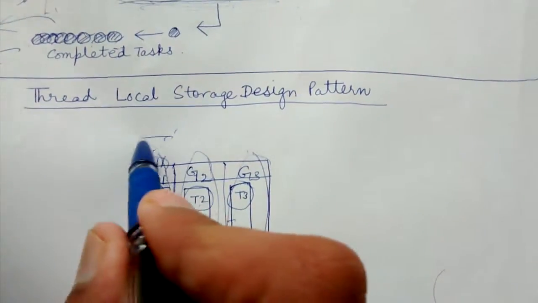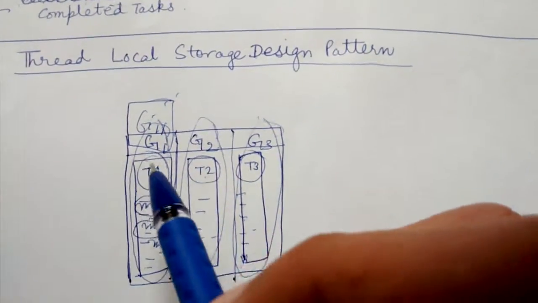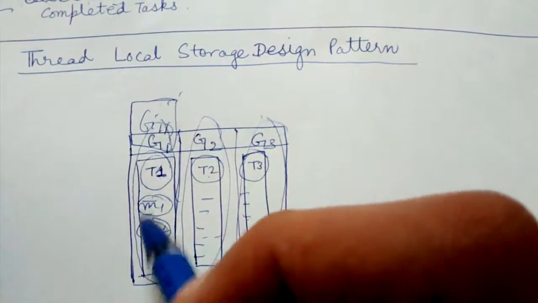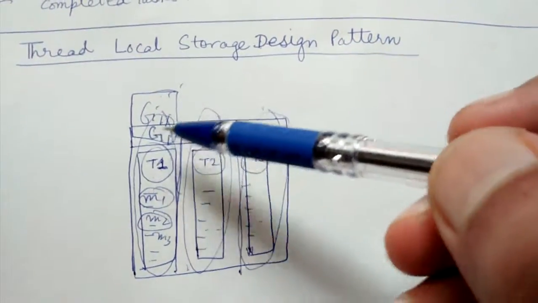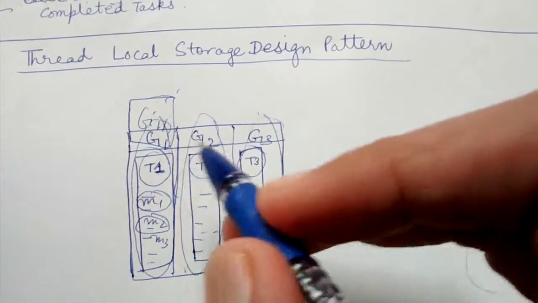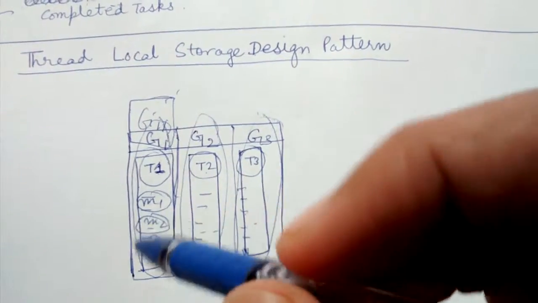Generally there are limits to the space which we allot to the thread local storage variables. So this is the thing. I think you understood when thread local storage is used.